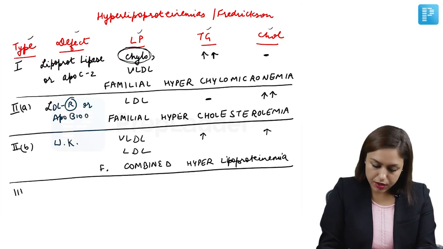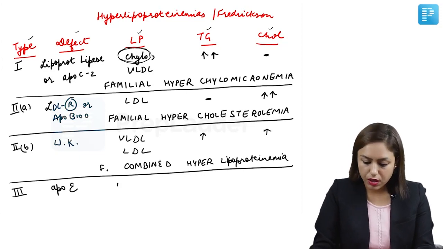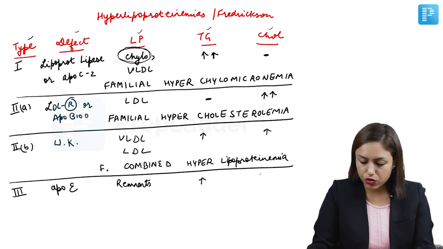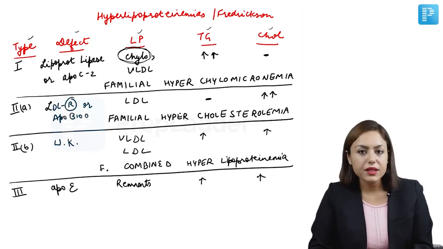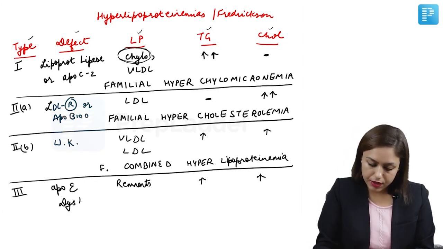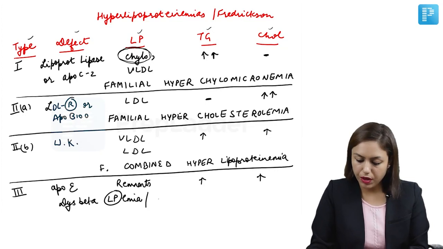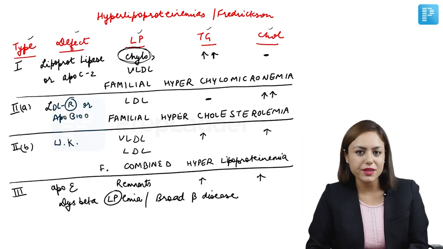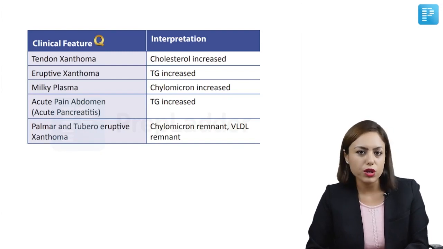Then the last is type 3. Type 3, that is ApoE defect. ApoE defect, where remnants will increase, right? And remnants have both cholesterol and triglyceride, so they both will increase. And this is known as dysbetalipoproteinemia, also called broad beta disease, right? Then you need to know some clinical features which have a correlation with triglyceride or cholesterol, right? These will help you in question solving.